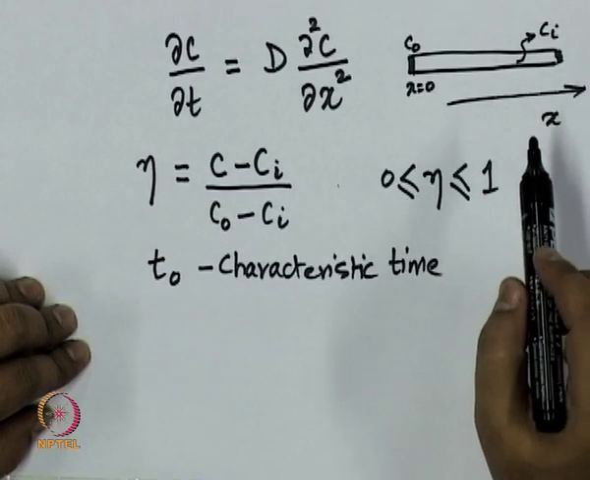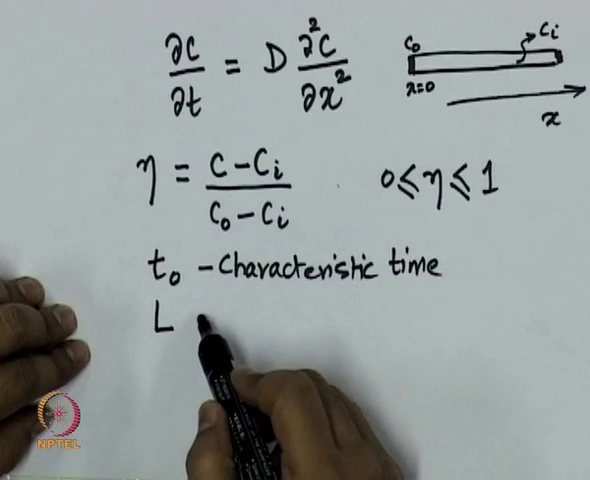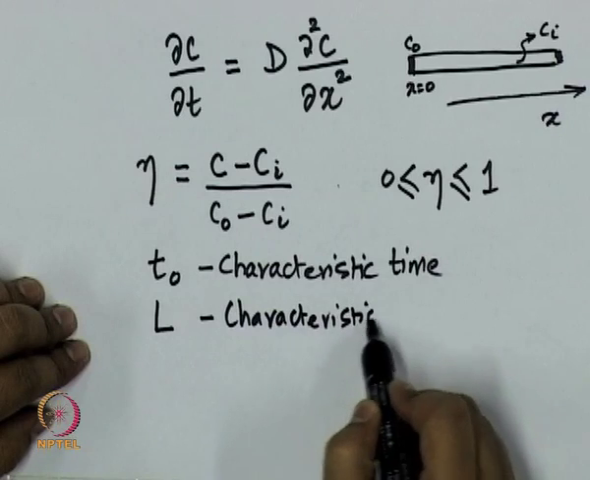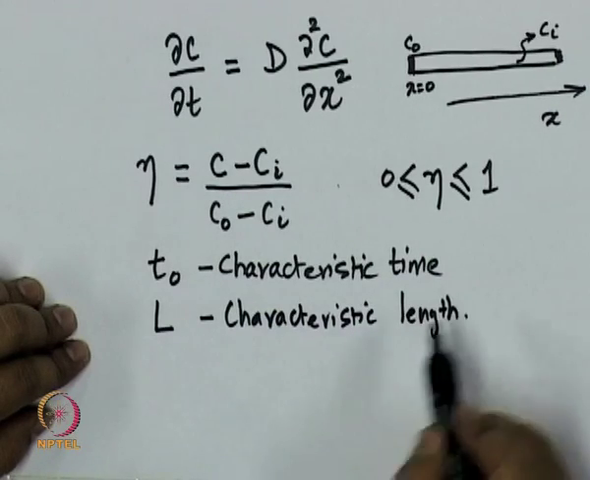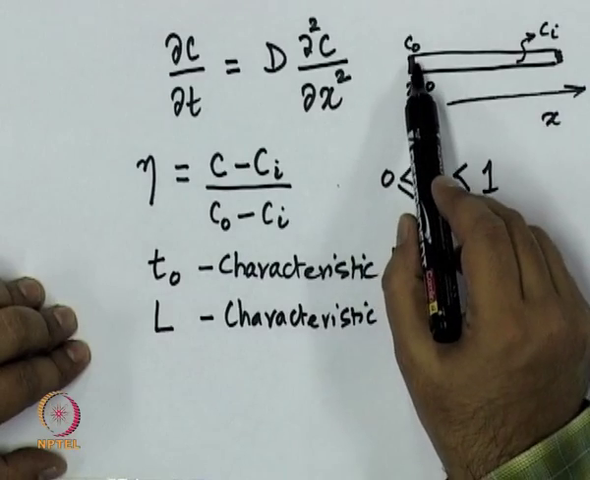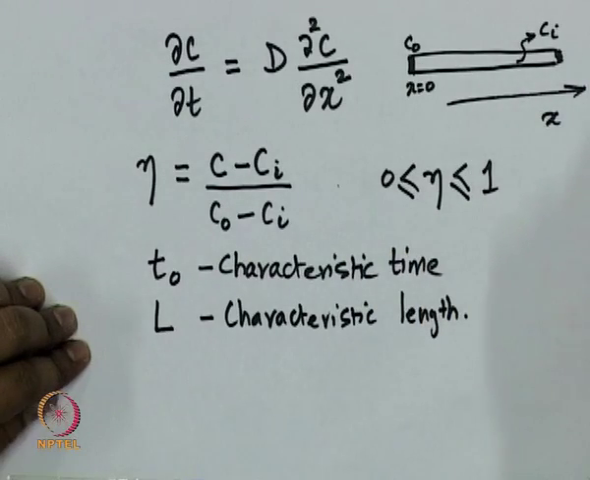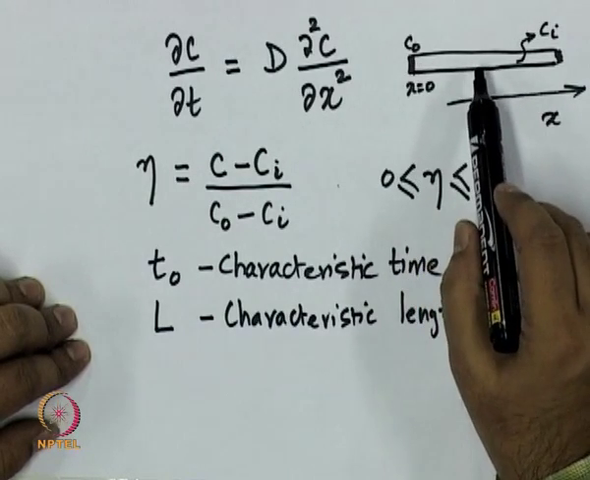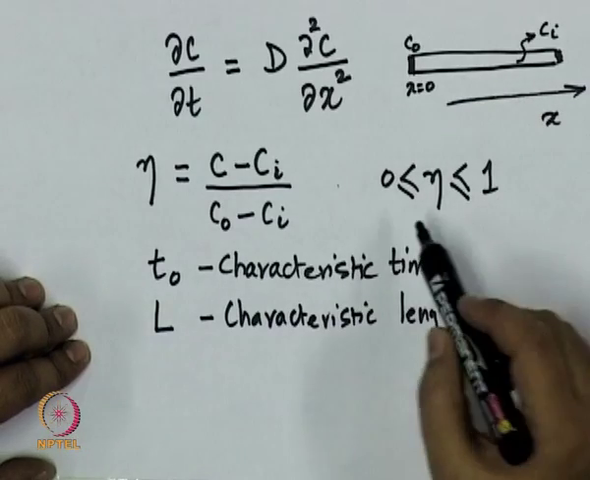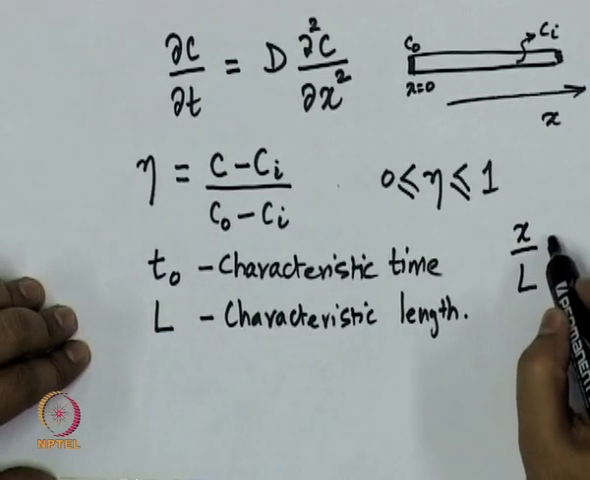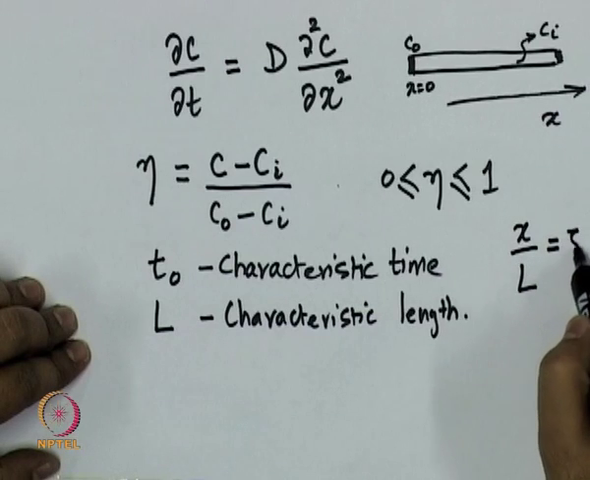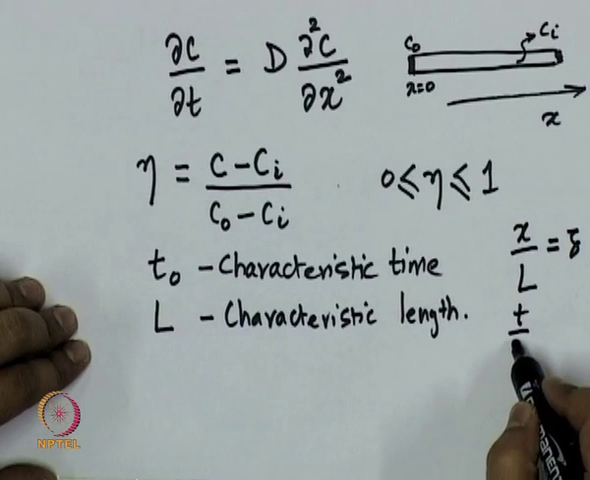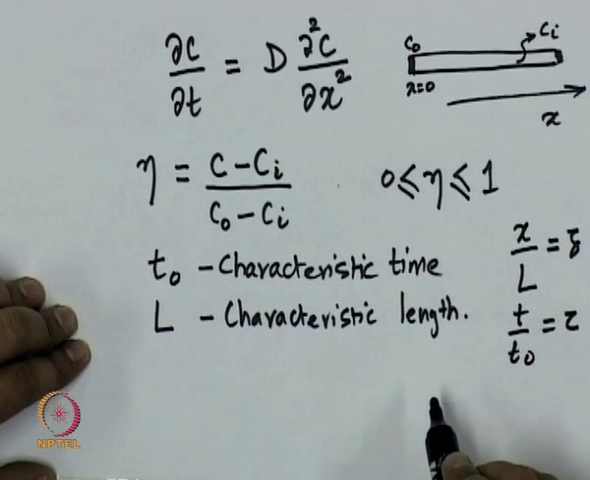So, we are going to choose L as the characteristic length, and this L happens to be the length of this rod, and the diffusion distances over which we are going to look at diffusion, that is normalized. So, x divided by L, that I will call Z, and t divided by t naught, that I will call tau.